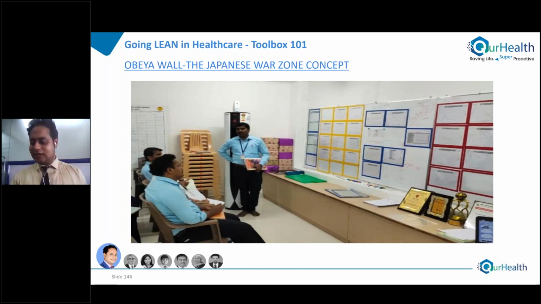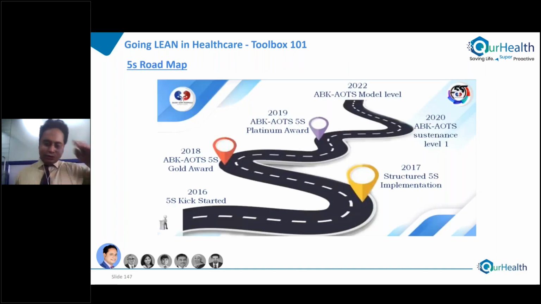Next slide, please. So what can be the roadmap to implement 5S in the hospital? So these are some of the things. Hospital started its journey in the year 2016. Then there are entry-level standards. There are frameworks available in 5S also, where you can move to various awards: gold award, platinum award, and levels also. So there is a sustenance level, model level also. In India, I don't think any hospital has reached the level of model till now, but some hospitals are trying, and soon they will reach that level.